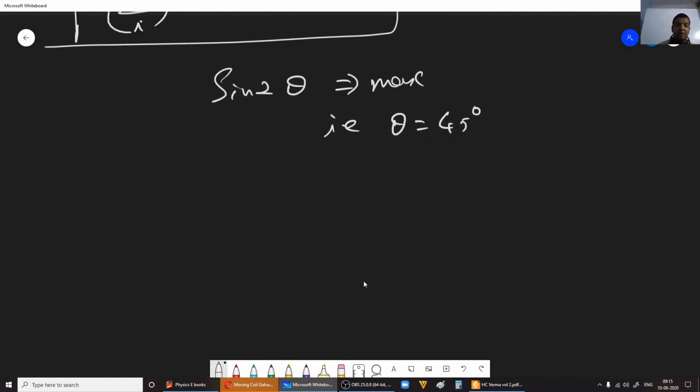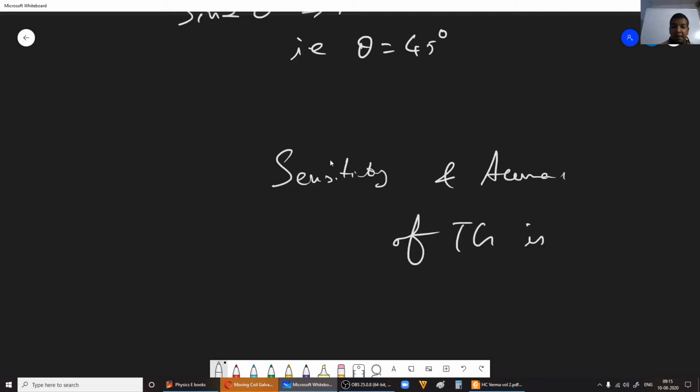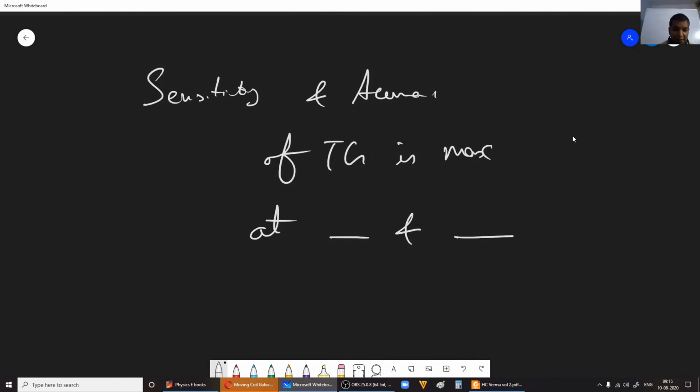Now coming to questions. Sometimes you'll get questions like this: sensitivity and accuracy of a tangent galvanometer is maximum at dash and dash. This has been asked. I saw it on the internet. I think many of you would have searched it by now.